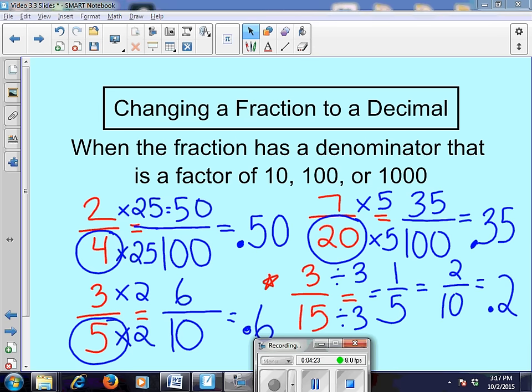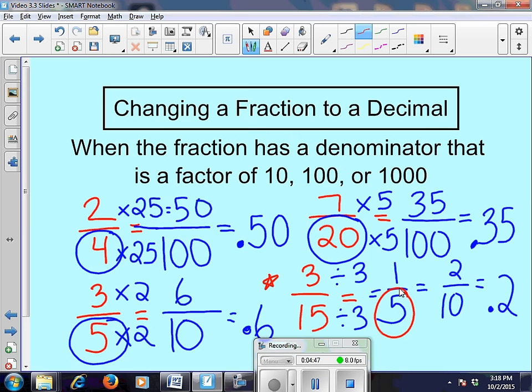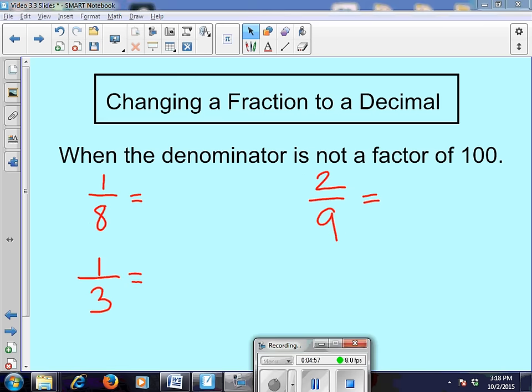Did any of you think the same way that I did? When I saw 3/15, I saw that 3 and 15 have a common factor, and that's 3. So instead of multiplying each numerator and denominator by a factor, I decided to simplify 3/15 into 1/5, because I knew that a denominator of 5 could very easily be made equivalent to tenths. And in fact, it would be 2 tenths, and 2 tenths written as a decimal is 0.2.